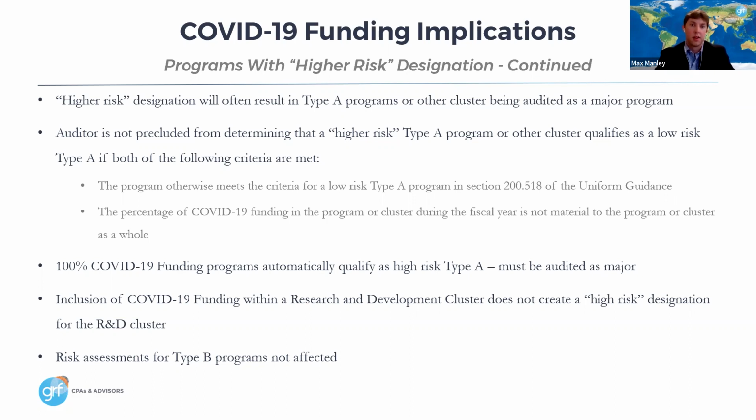So I think there really is a clear indication here that OMB and the federal agencies are wanting that COVID funding to be audited. They are clearly skewing the rules such that there is a greater chance that these programs will be subjected to audit.